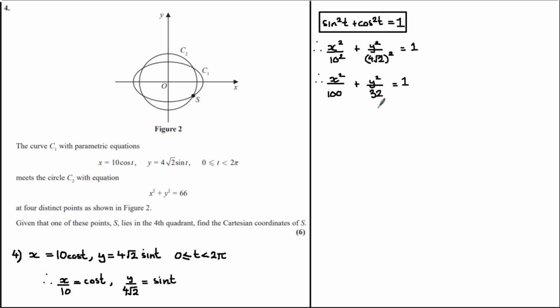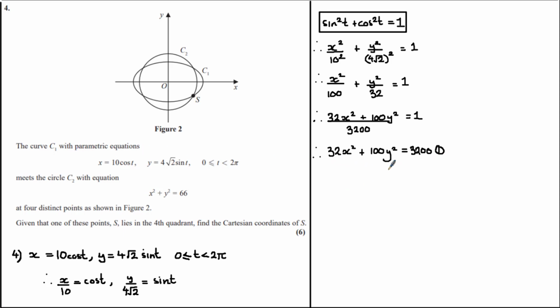which will then allow us to add the numerators and get the following: 32x squared plus 100y squared over 3200 is equal to 1. Multiplying both sides by 3200, we get that 32x squared plus 100y squared is equal to 3200. And let's just label this equation 1. So now we have a nice Cartesian equation which represents the curve C1.